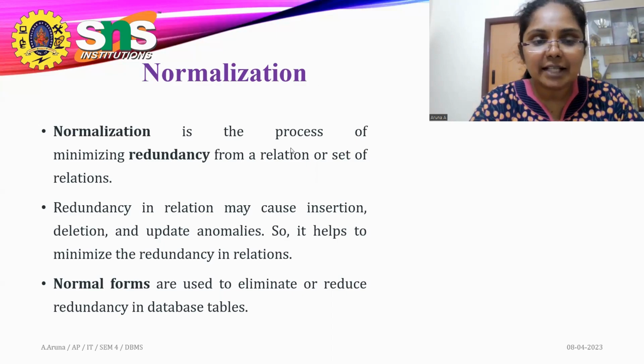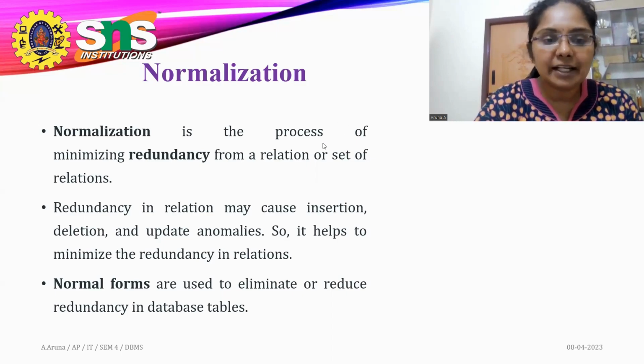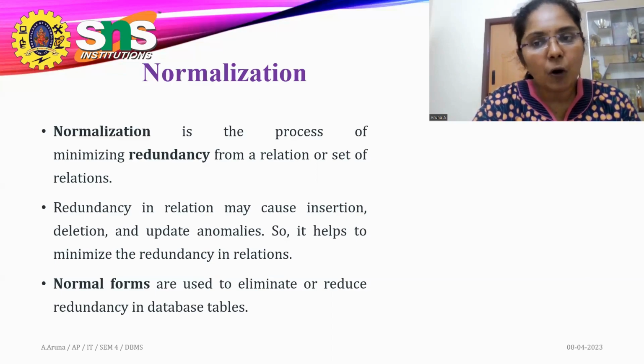Normalization is nothing but the process of minimizing the redundancy from a relation or a set of relations. It may be a single table or it can contain multiple tables. In all cases, we have to minimize the redundancy because, according to the truth or a myth, we can't remove all the redundant elements. We can only minimize the redundant data, so the only way is to minimize the redundancy present in the relation or set of relations.